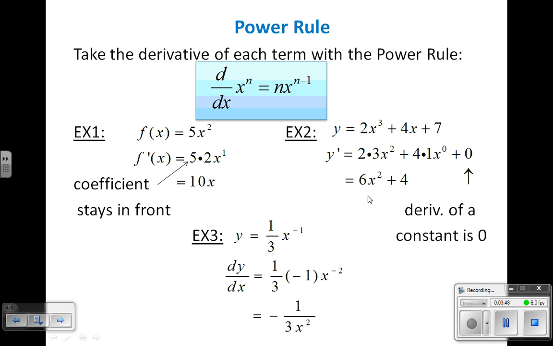So simplify it. Here's my answer for the derivative. The last one down here, I have 1/3 x to the negative 1. This time the exponent is negative, but it still works. We can still do the power rule. The 1/3 stays out in front. Bring the negative 1 exponent down, x to the negative 1 minus 1. Make sure you can subtract negative numbers: negative 1 minus 1 is negative 2. And I got my answer. I wrote it with the x to the negative 2 in the denominator just to simplify it. Okay, so that is power rule.